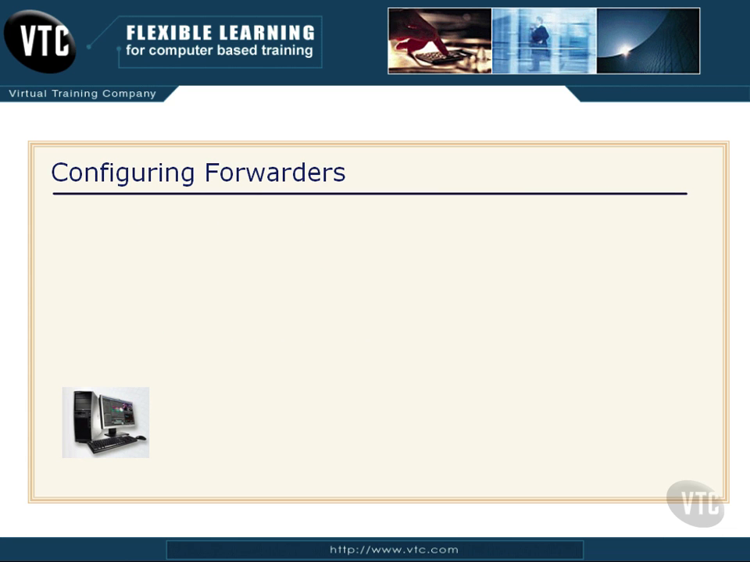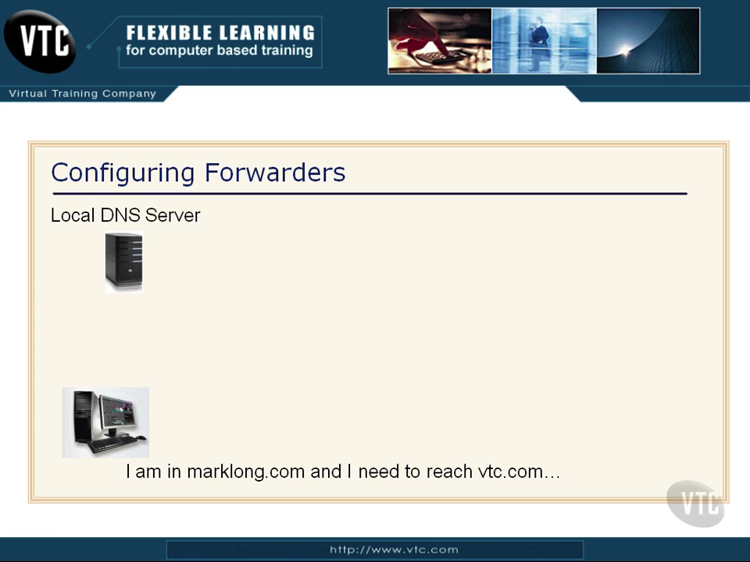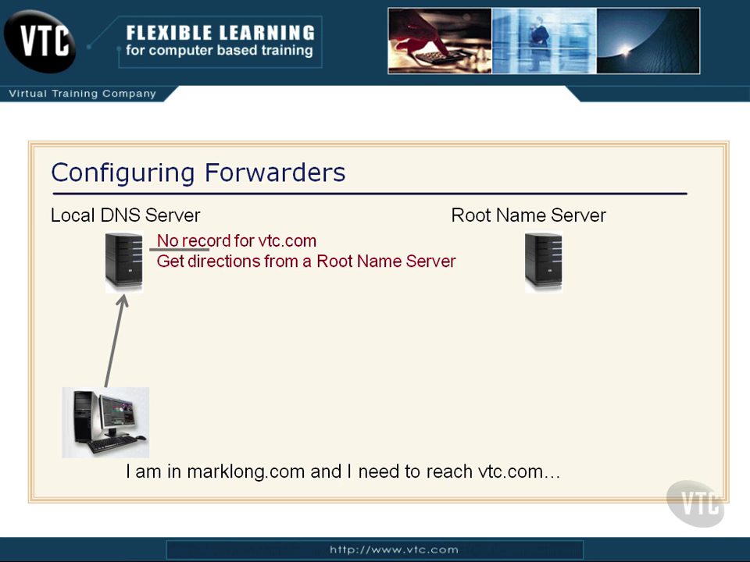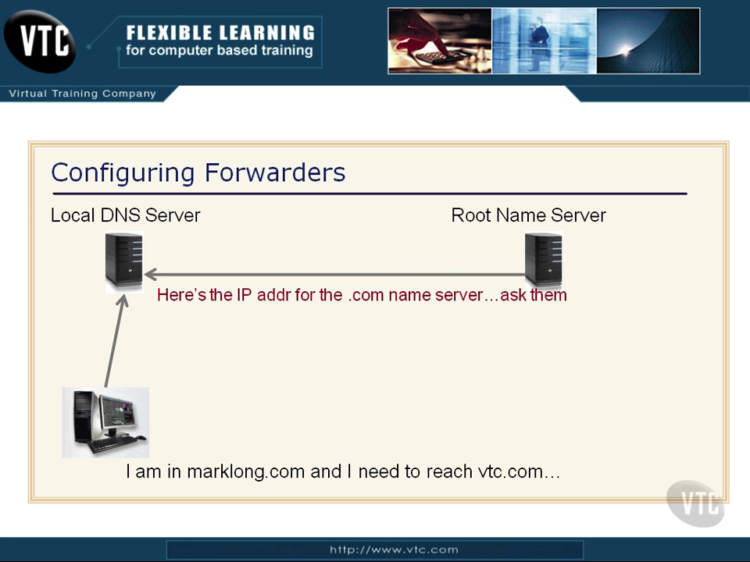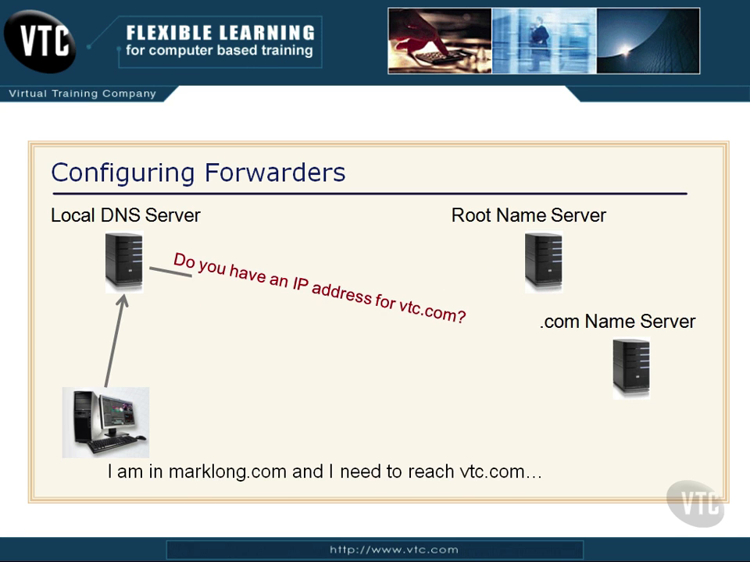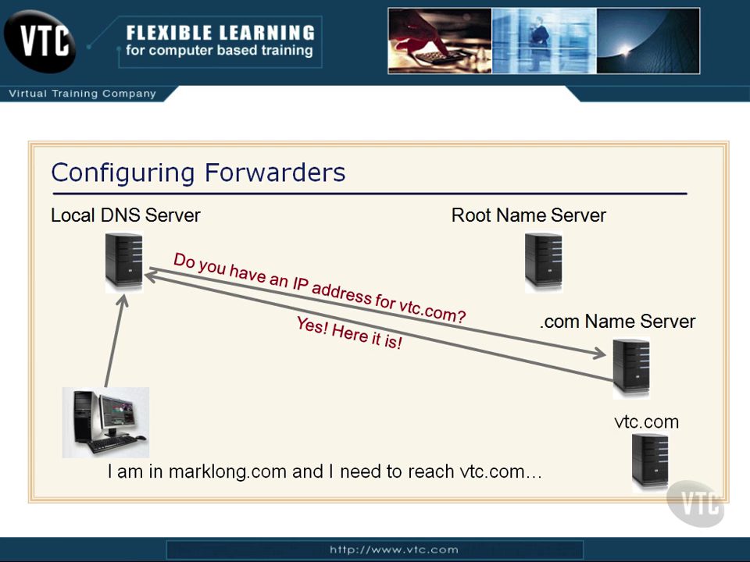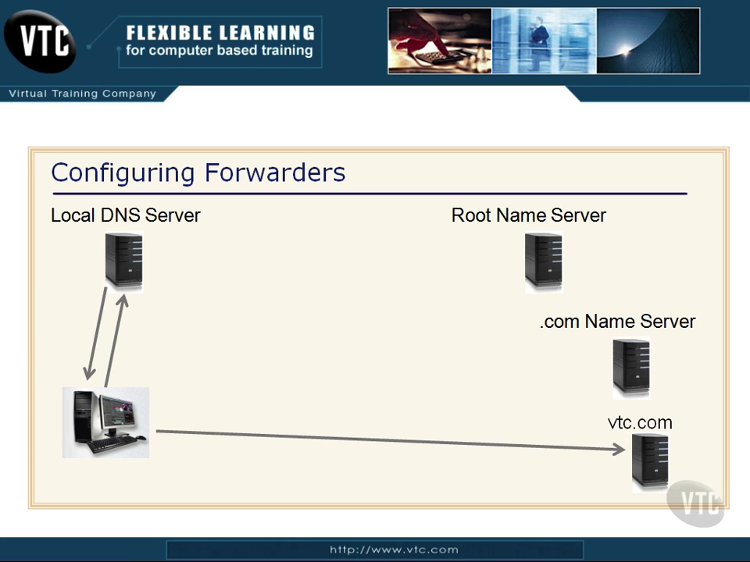Now, let's look at forwarding in action, then I'll go out to the tool and show it to you. I'm in marklong.com and I'm trying to reach vtc.com. So I type in vtc.com, it goes to my local DNS server, and the DNS server says, I don't know where vtc.com is. Let me connect you to a root name server. So it sends me to a root name server, it sends it back, and it says, here's the IP address for the com name server people, ask them. I'm then connected to the com name server. Do you have an IP address for vtc.com? And they say, yes, here it is. Now I have to go to vtc.com, get the address, it's returned to me, and then I can connect.